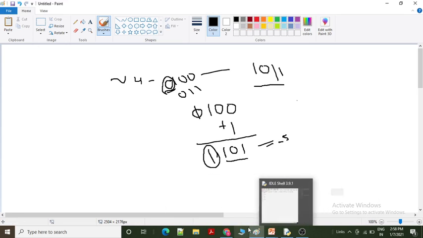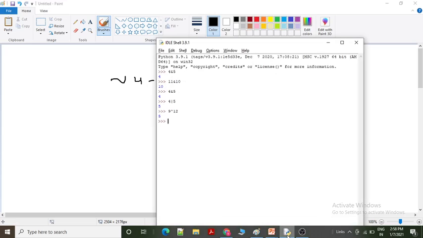So let's check the value first. Now here we put tilde 4, and it presents the value as minus 5. Now the next one: I am going to present, suppose, tilde 7 or not operator 7. What will be the output? According to me, let's check the output first before the execution.